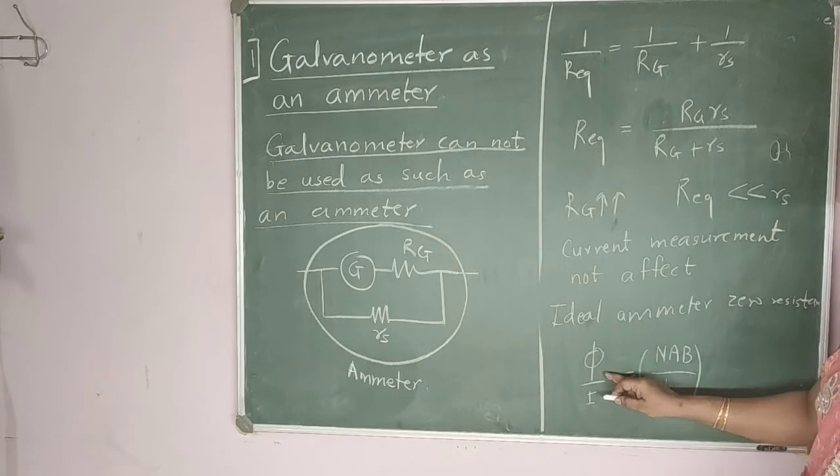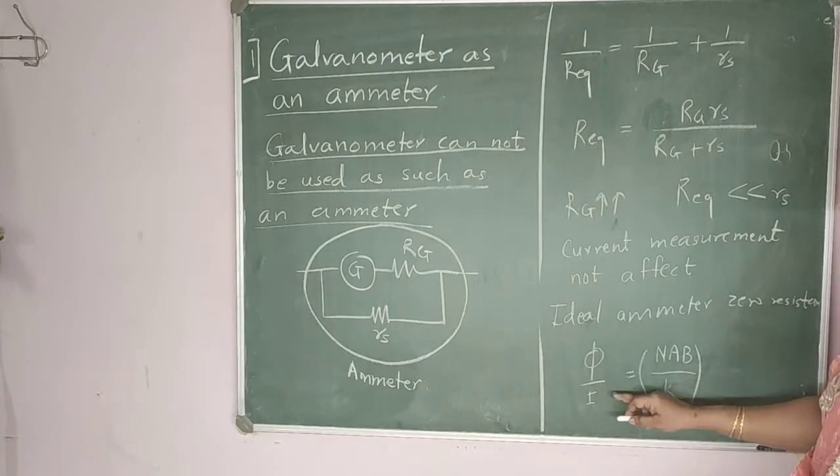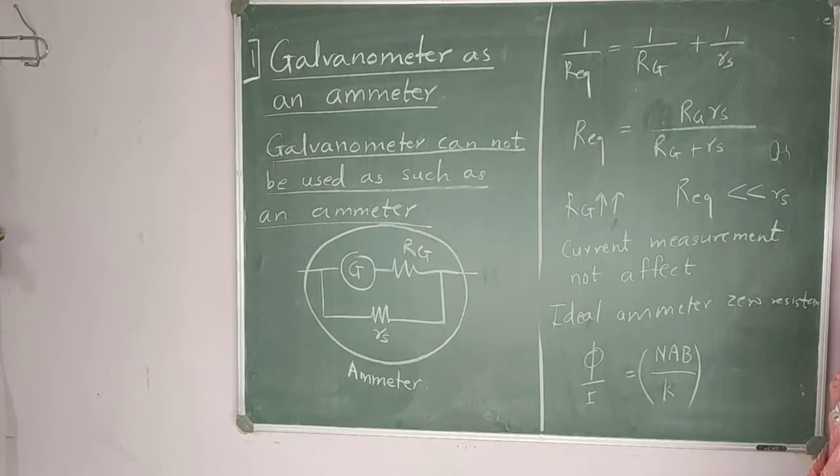Current sensitivity is also called deflection per unit current. If we want to increase current sensitivity, we have to increase the number of turns of the coil, and current sensitivity will increase. Increase in current sensitivity means that even for a small current, the galvanometer should show deflection. So that is called current sensitivity.